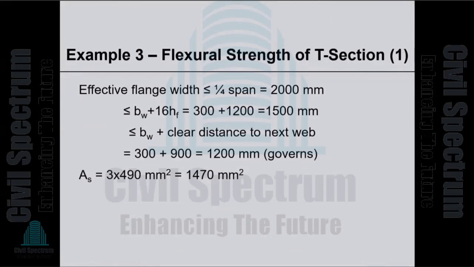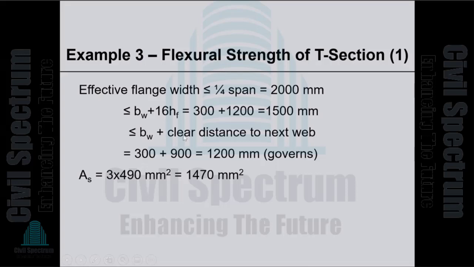So what is the effective flange width? It's the smallest of three things. 1/4 of the span. Our span is 8 meters, so 1/4 of that is 2 meters, 2000 millimeters. The web width plus 16 times the flange thickness. Web width is 300, 16 times the flange thickness of 75 millimeters. b sub w is 300, 16 times h sub f is 75, 16 times 75 is 1200, that gives us 1500 millimeters.